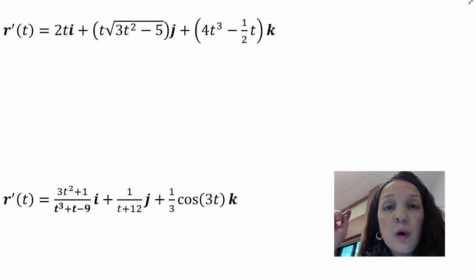Hi, and welcome back to our rules of integration for vector-valued functions. We're going to pick up where we left off, which is trying to figure out how to integrate vector-valued functions using some of the rules that you've known before.